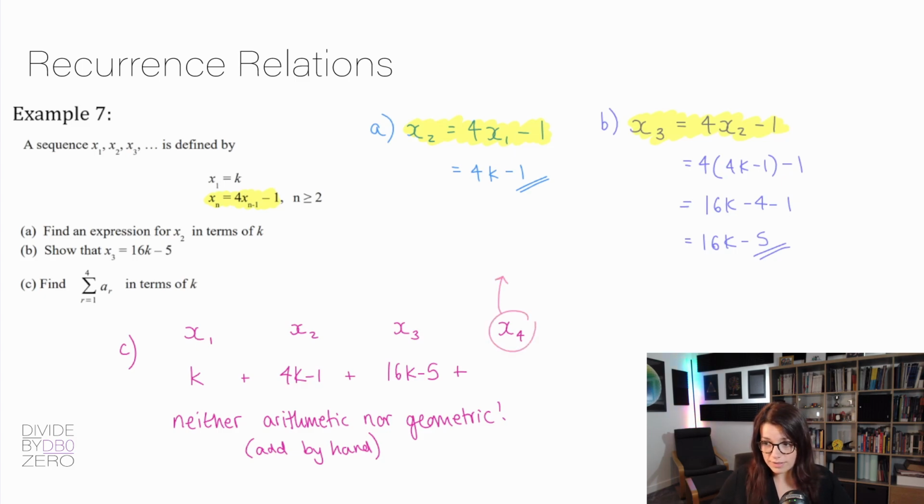To do that, we can just sub into the recurrence relation again. So x4 is 4 times x3 take away 1. Subbing in, you get this. Ends up being 64k minus 21. So we're going to add that on as well. And when you add all of those terms together, you get 85k minus 27. And that's your answer. Next idea I want to talk about is periodic sequences.